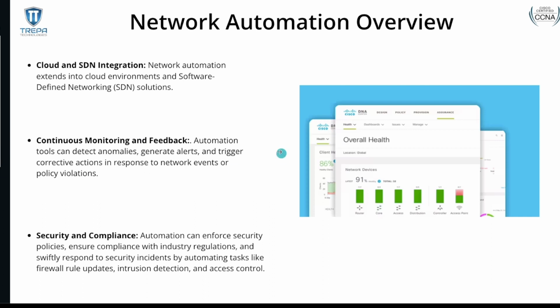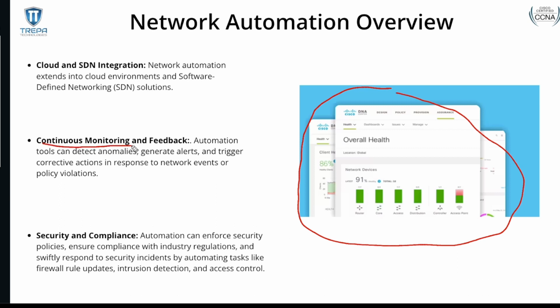So we have cloud and SDN integration as well. Network automation also extends into our cloud environments and our software-defined networking solutions. So yes, this is when we start talking about DNA Center, our actual software-defined networking solutions, where we're not scripting in Python or Ansible here. We have dashboards. We have a web-based GUI that allows us to set policy and provision and get alerted about our fabric underlay.